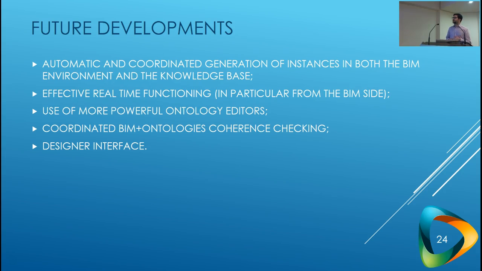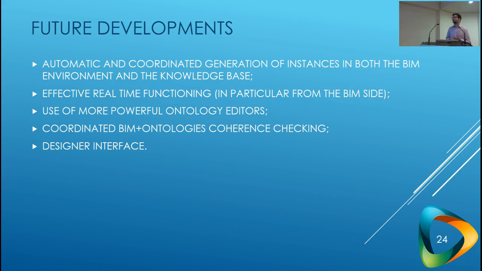Then we have the idea to generate instances from both sides. For now we have to create the instance in the BIM environment and create the instance in the ontology environment, so it's an operation that you have to do two times for each instance. We have to solve that.